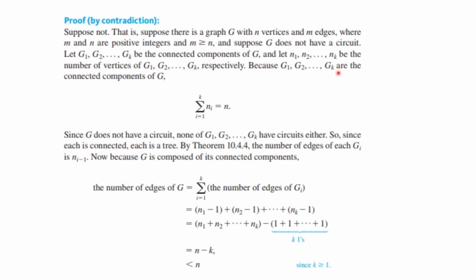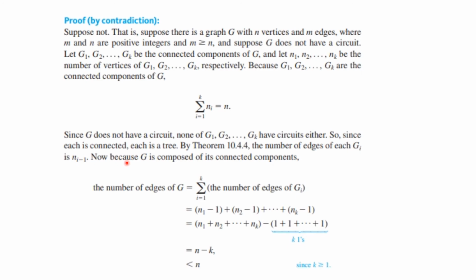Because each of those is a connected component of G, the numbers of vertices have to add up to the same number of vertices n when I add them across all those connected components. Since G does not have a circuit, none of G1, G2, or Gk have circuits either, or else G would have. So since each is connected, each is a tree. Connected, no circuits. So that means the number of edges in each one is Ni minus 1.